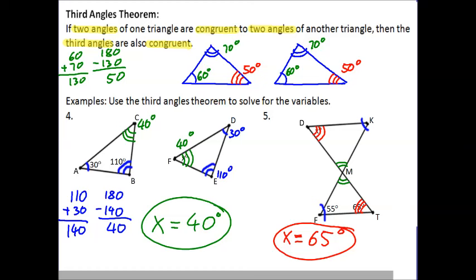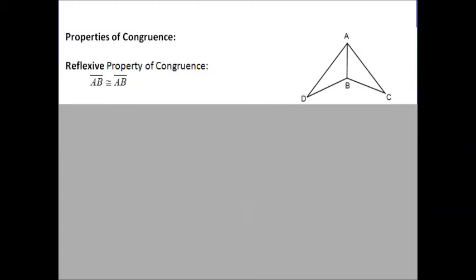Let's then talk about the properties of congruence. First property of congruence is the reflexive property of congruence, and all that really says is segment AB is congruent to itself. Looking at this drawing here, we can make a congruent mark, and really all we're saying is that this segment AB is congruent to itself.